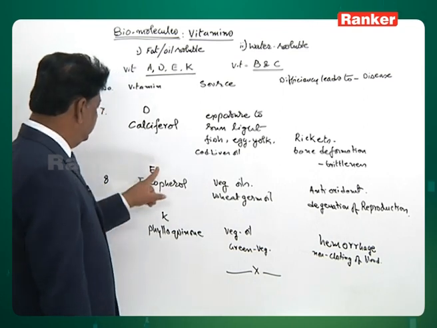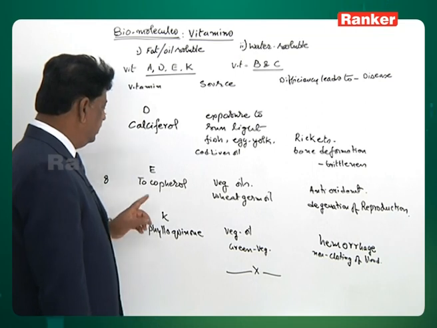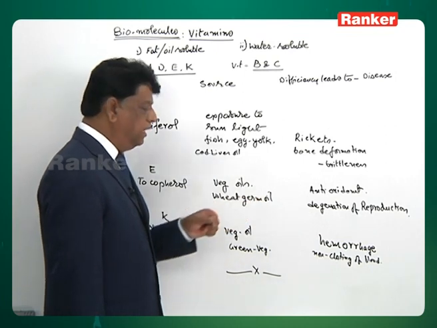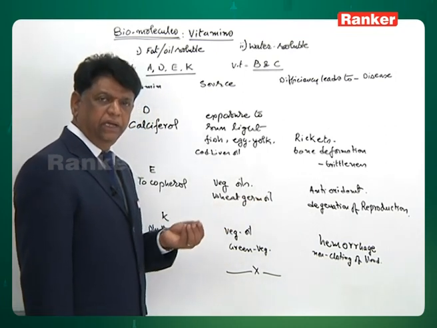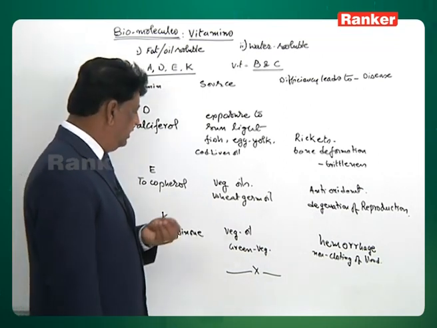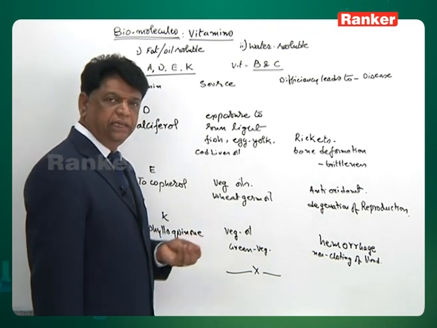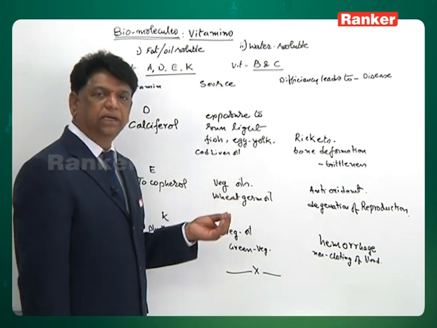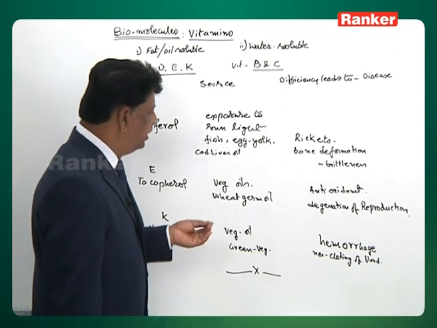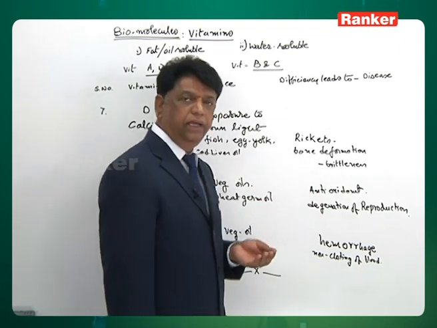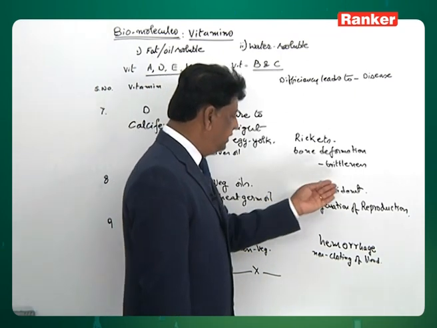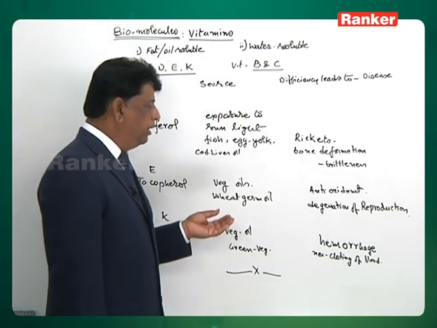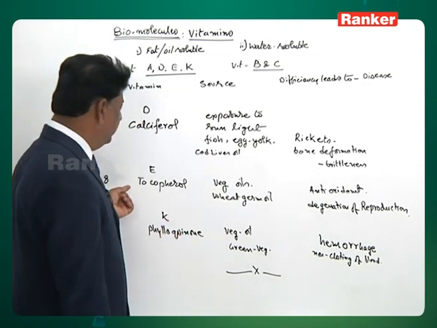The eighth one is vitamin E. It is technically called tocopherol, and the source for vitamin E is vegetable oils and wheat germ oil. That is, when you allow wheat to germinate, when the radical is small and the root comes, the oil is extracted from the germinating wheat, which contains a high amount of vitamin E. It acts as an antioxidant, and the reproduction activity is controlled by vitamin E.